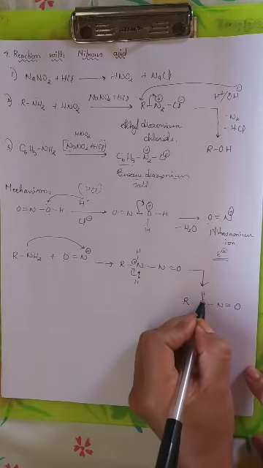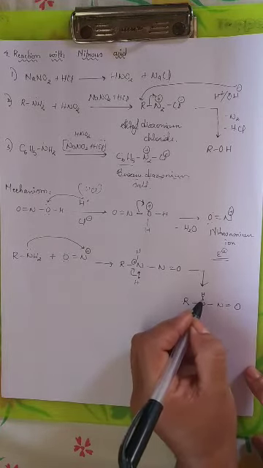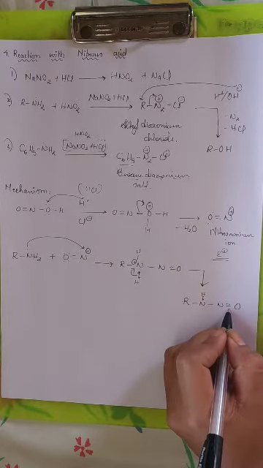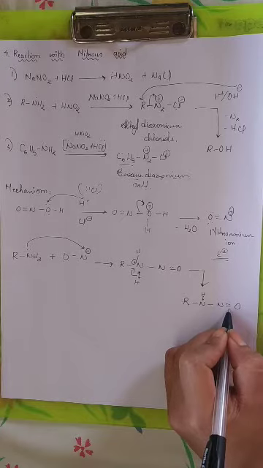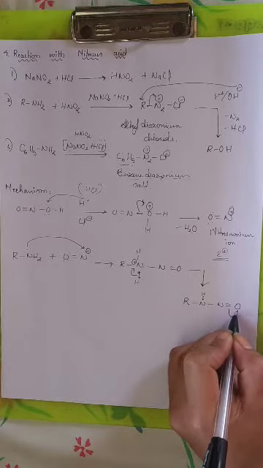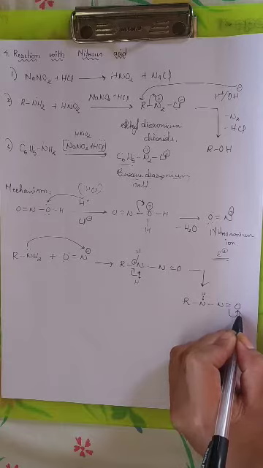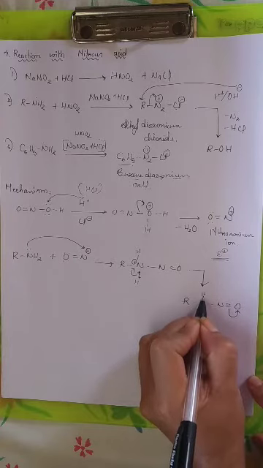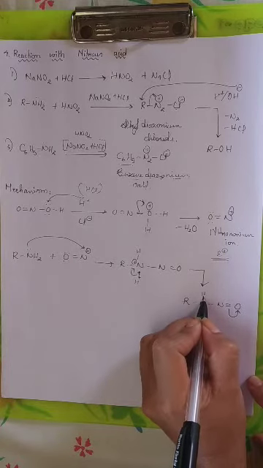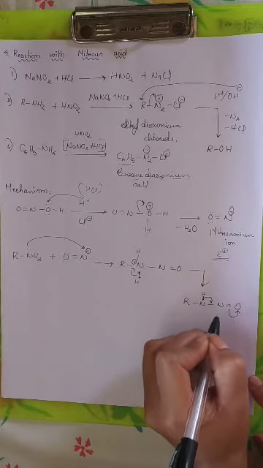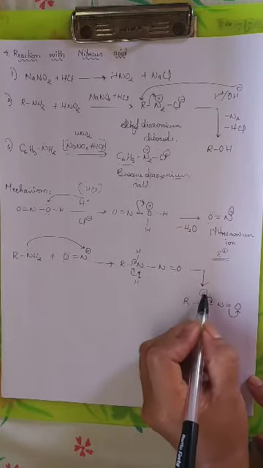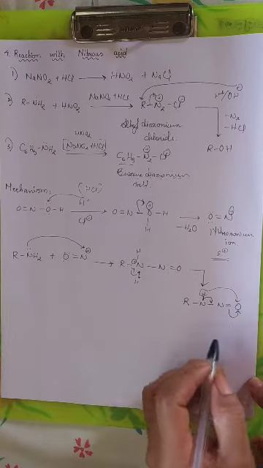Now in this nitrogen atom, when this bond in this ion breaks, the two bonding electrons come and add to this bond, and then this hydrogen atom comes and adds to the oxygen atom.